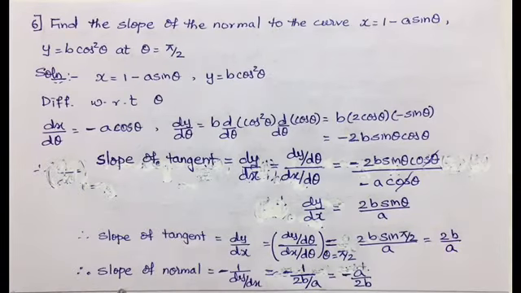Now to calculate slope of normal, we always make it equal to minus 1 upon dy by dx, as it is perpendicular to tangent. So that is equal to minus 1 upon 2b upon a. A goes up with 1 and the slope of normal becomes minus a upon 2b.